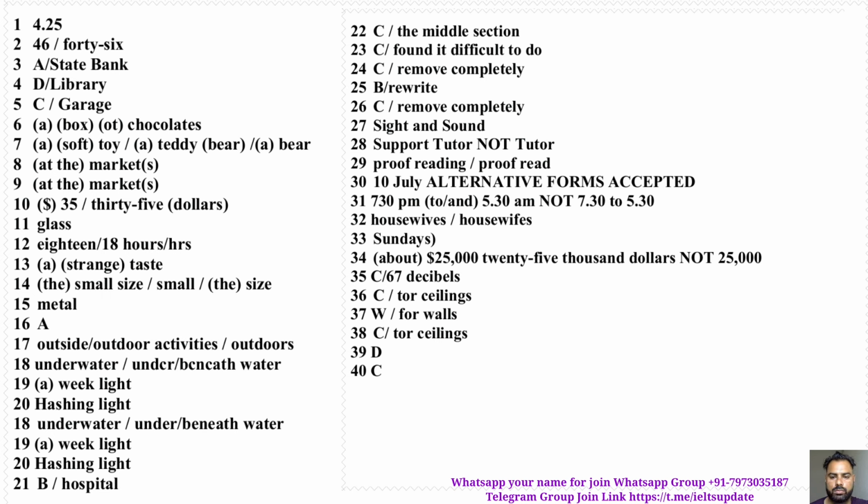Part 4 has ended, and now the answers are being read out. Next, chocolates. Next, teddy. Next, markets. Next, 35. Next, glass. Next, 18. Next, taste. Next, small size. Next, metal. Next, outside. Next, underwater. Next, weak light. Next, sight and sound. Next, port. Next, proofreading. Next, 10 July. Next, 7:30 PM. Next, housewife. Next, Sundays. Next, $25,000.